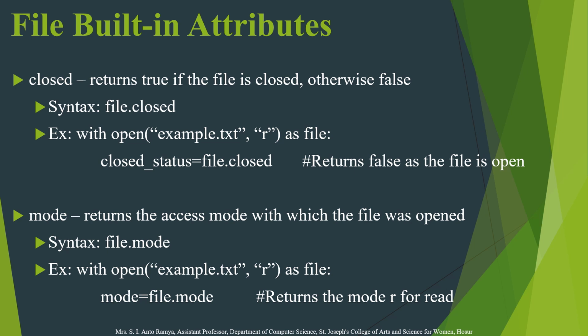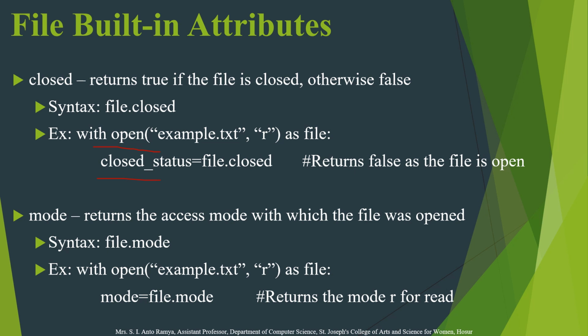So the syntax is file.closed. Example: with open("example.txt", "r") as file, close_status = file.closed. So in the first statement we are opening the file, and in the second statement we are checking if the file is closed or not. So obviously it is going to return false.